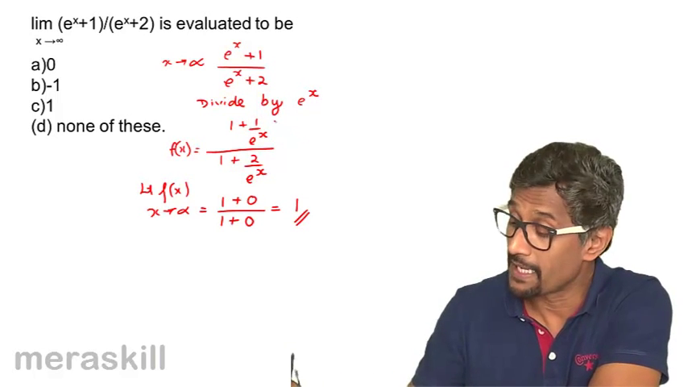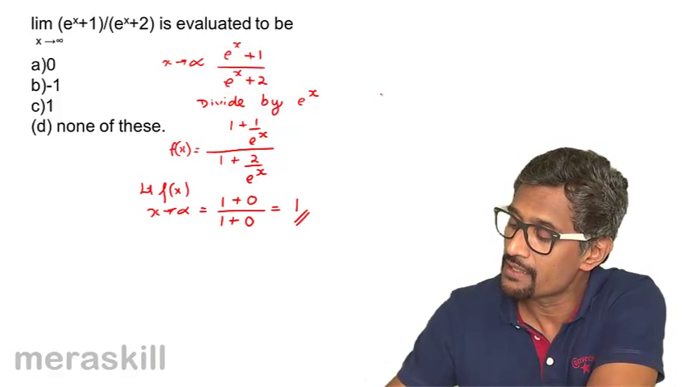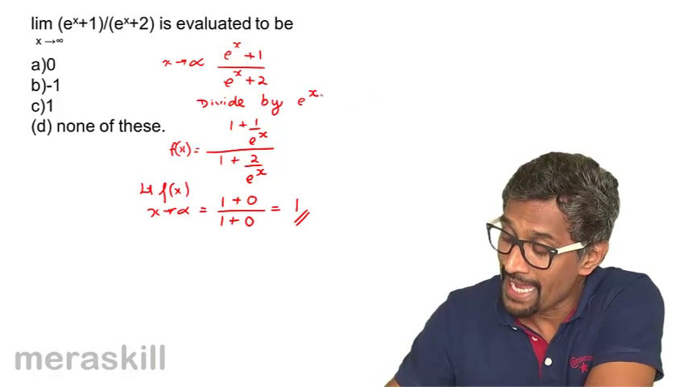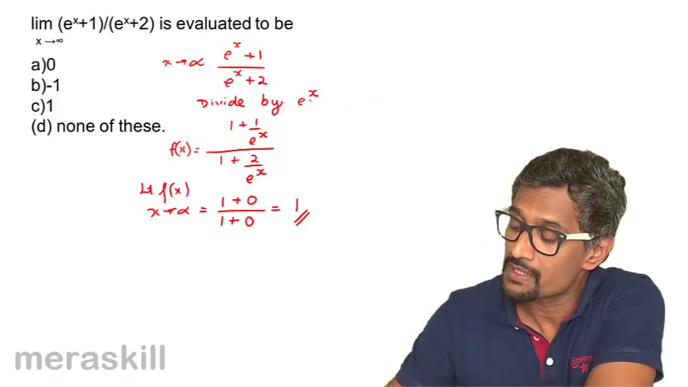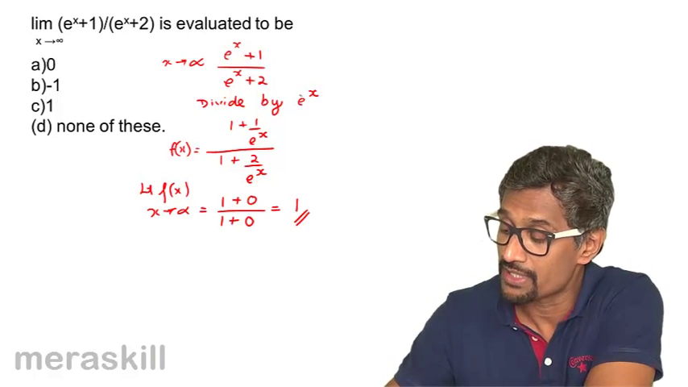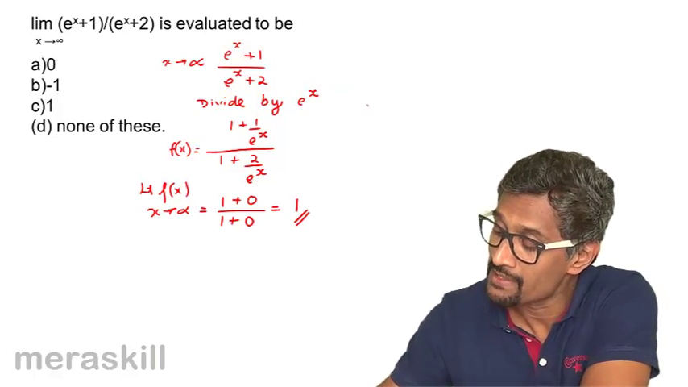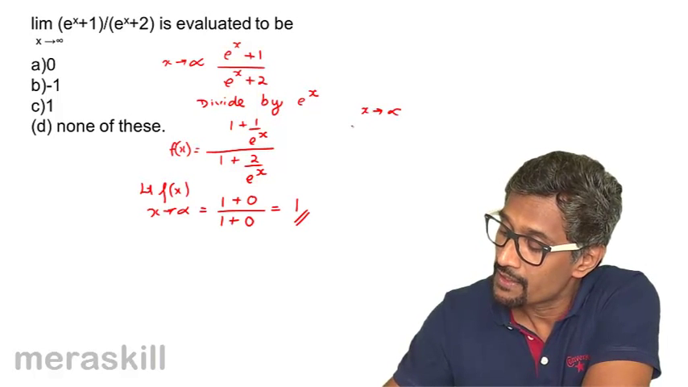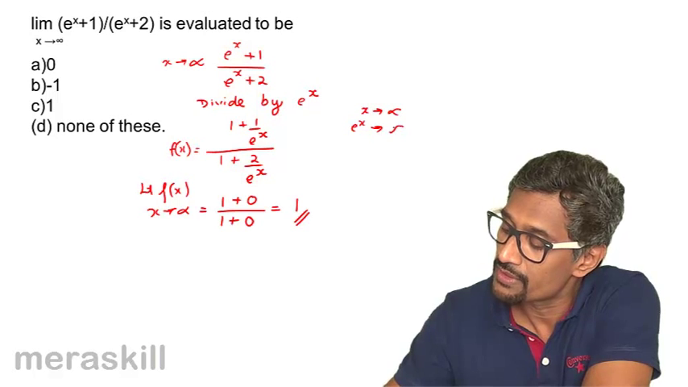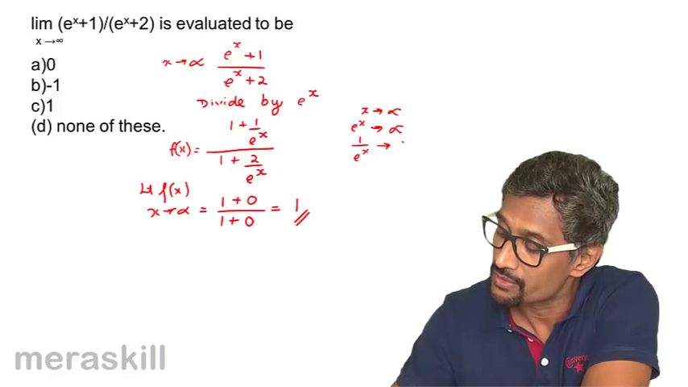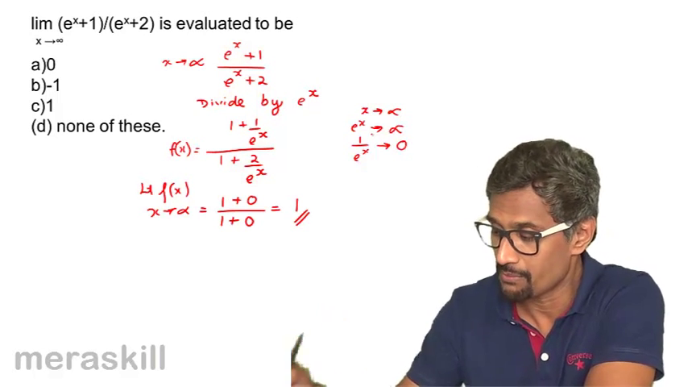So I would like to explain this once again. e is an irrational number which is greater than 1. So as x becomes larger, as it becomes infinity, e raised to x also becomes larger and larger. So when x tends to infinity, e raised to x will also tend to infinity, and hence 1 upon e raised to x will tend to 0. So remember this part also.